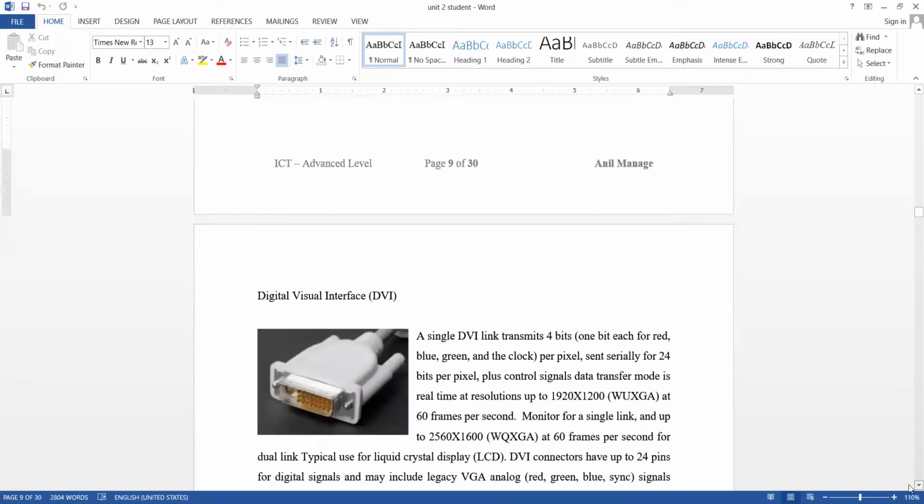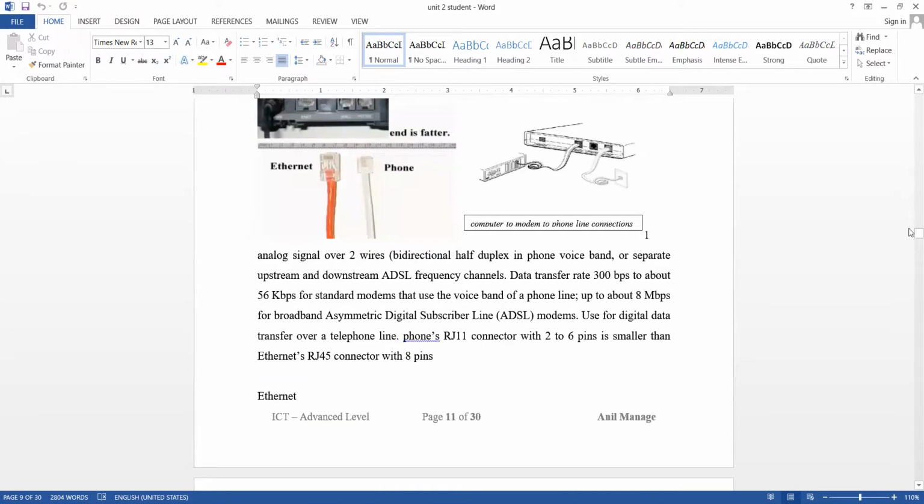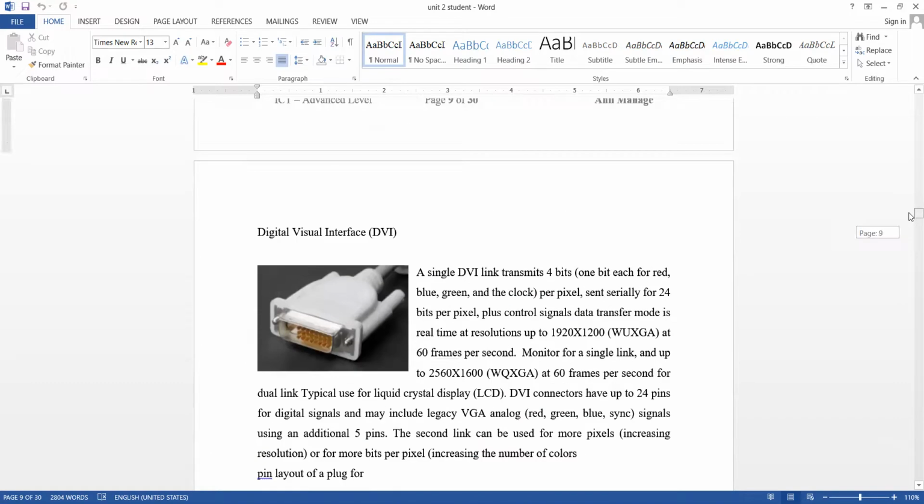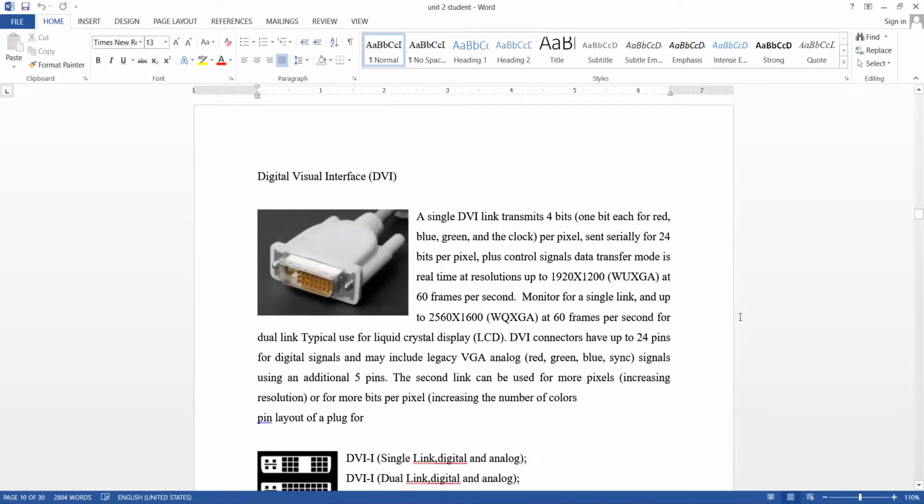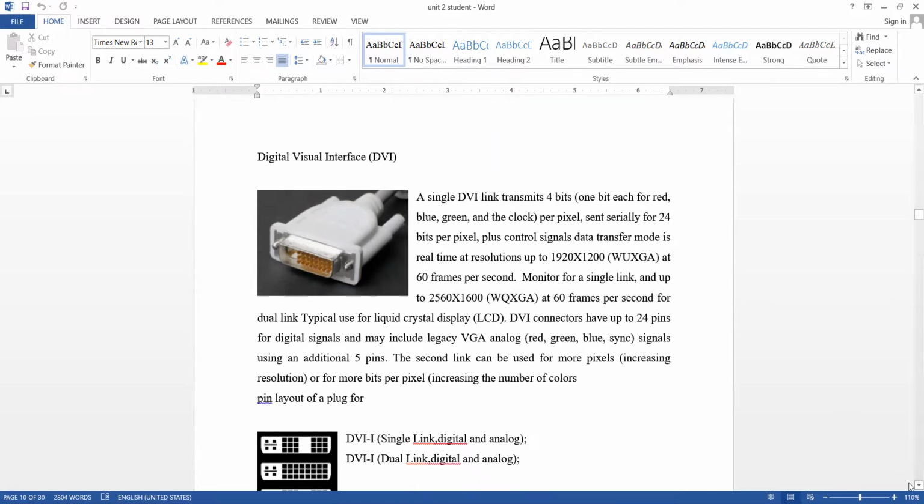Then DVI is also the same way. That is also used to connect displays, that is monitors. There are some monitors coming with DVI ports. Projectors are also there. But your laptop or desktop computer should support this type of port, and these are a bit rare. These are not common ports, but you can find them in some computers.